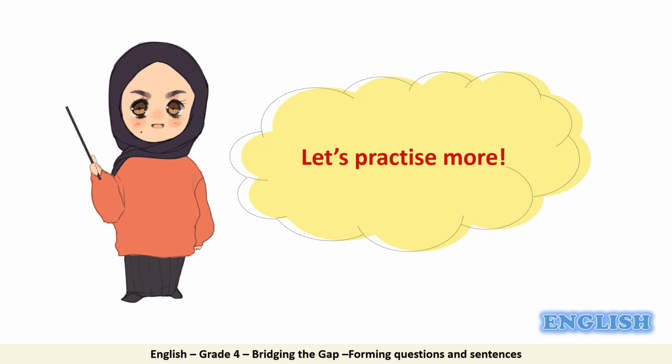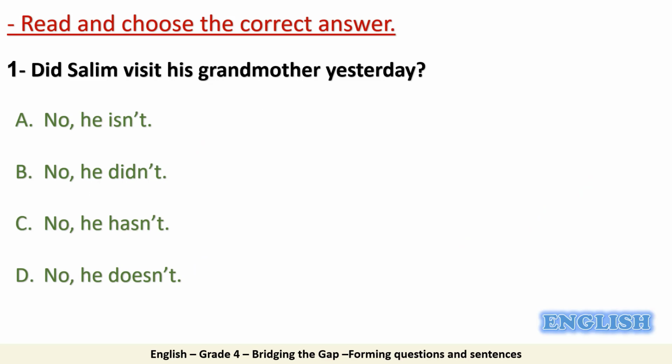Let's practice more. Read and choose the correct answer. Number 1. Did Salim visit his grandmother yesterday? A. No, he isn't. B. No, he didn't. C. No, he hasn't. D. No, he doesn't. Pay attention to the question again. The question starts with did. So, the answer will be, very good, no, he didn't.